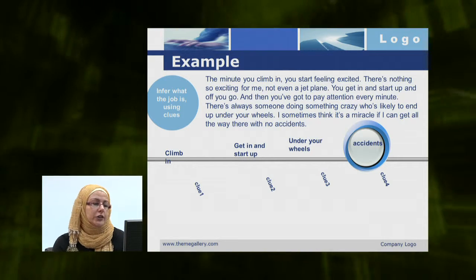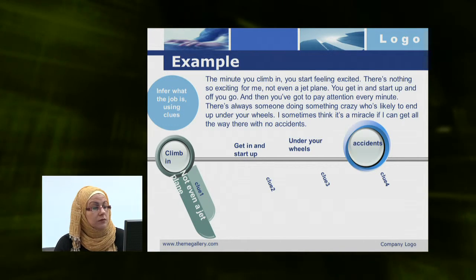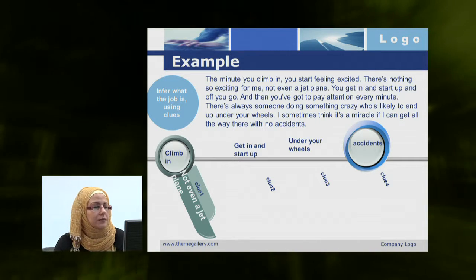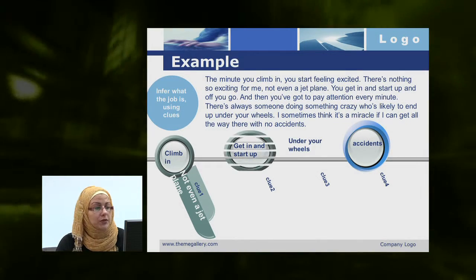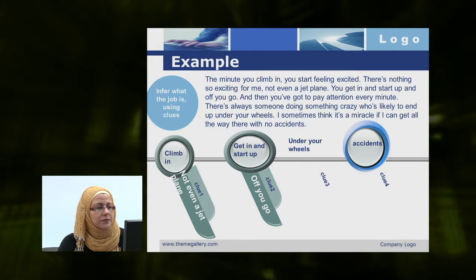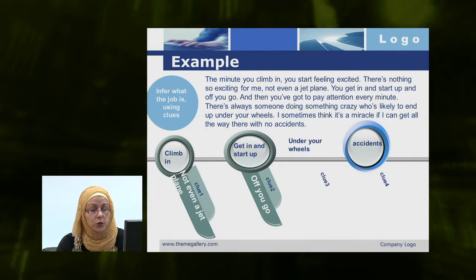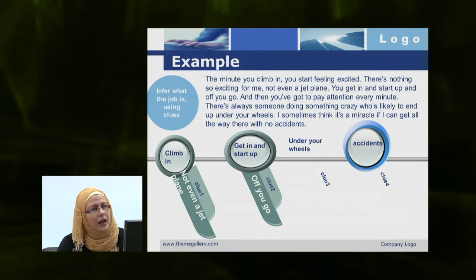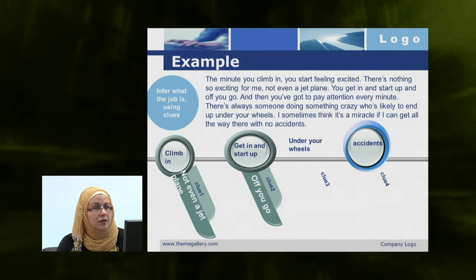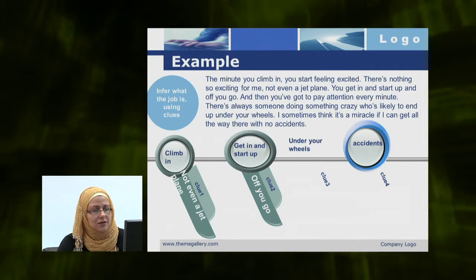The clues here are climb in, not even a jet plane. He's comparing something to a jet plane. Get in and start up, two very important verbs. Off you go, another verb that shows his excitement about what he's doing. Under your wheels focuses on the thing he's getting off has wheels.